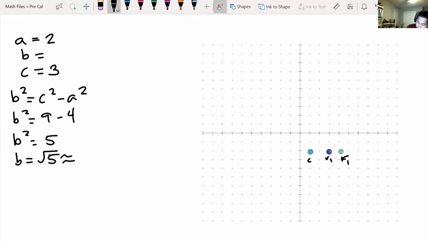No, 2.24. Okay, so we know A, B, and C. This means, can we find the other vertex, the other focus, and the minor points?